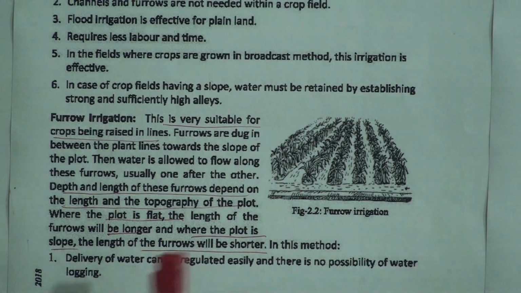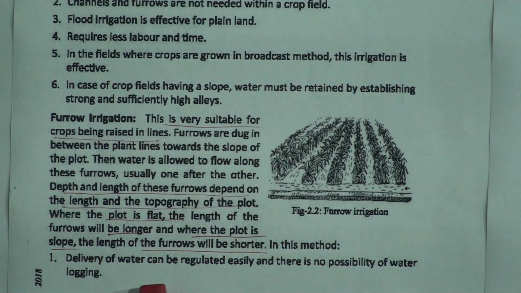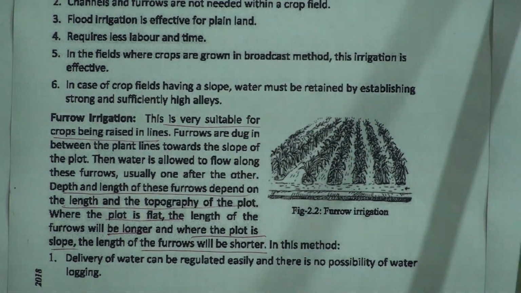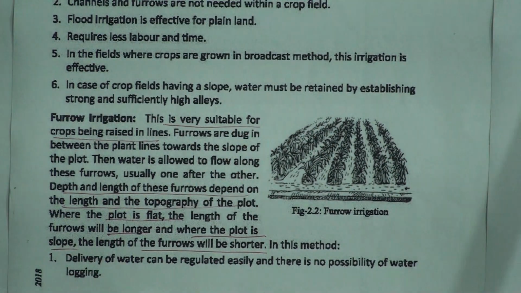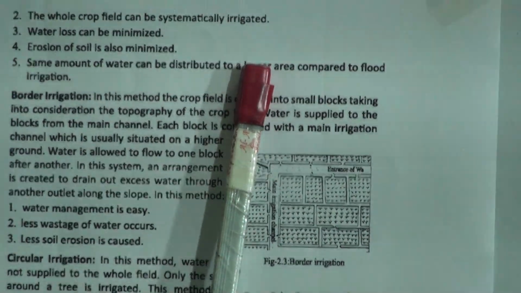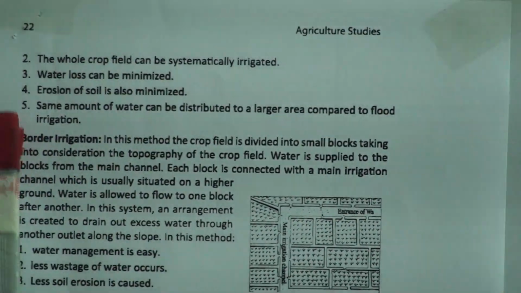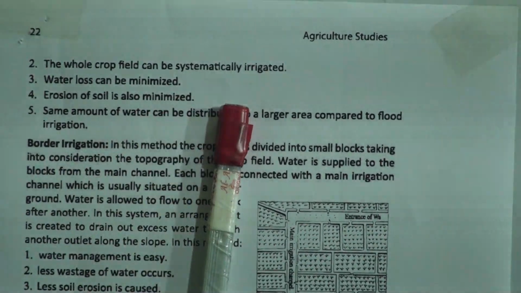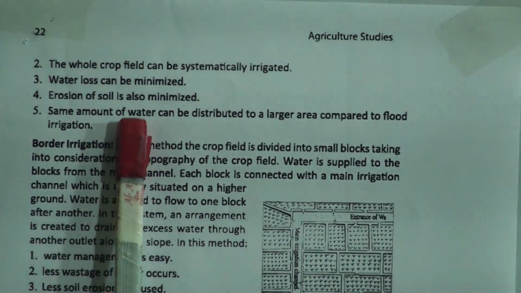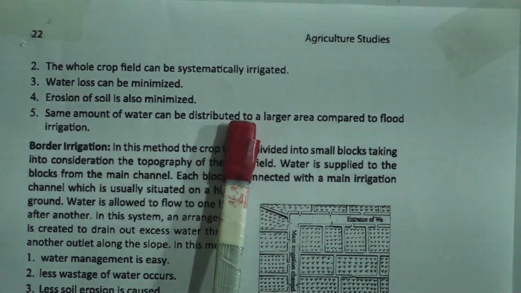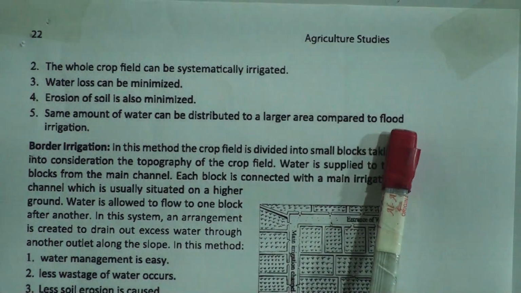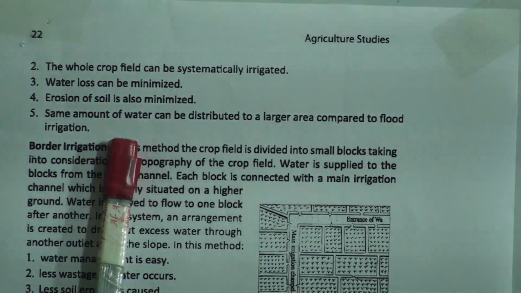In this method, number 1, delivery of water can be regulated easily and there is no possibility of waterlogging. Number 2, the whole crop field can be systematically irrigated. Number 3, water loss can be minimized. Number 4, erosion of soil is also minimized. Number 5, the same amount of water can be distributed to a larger area compared to flood irrigation.